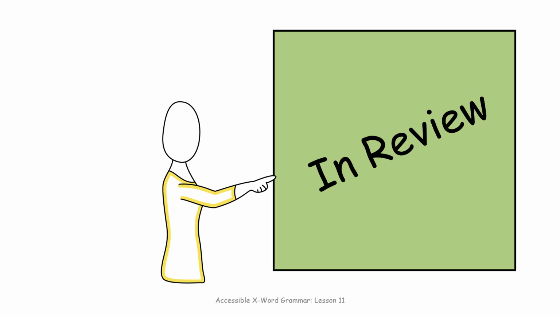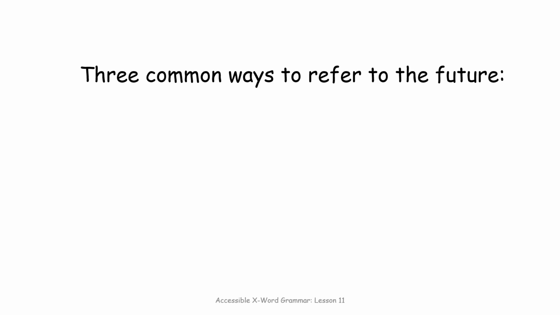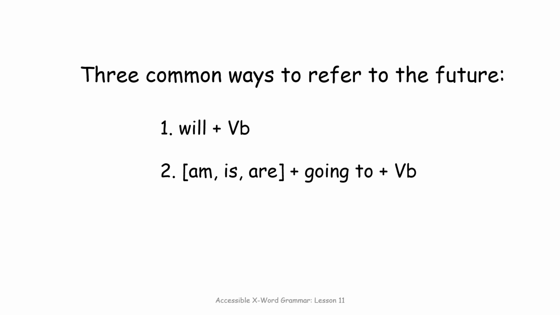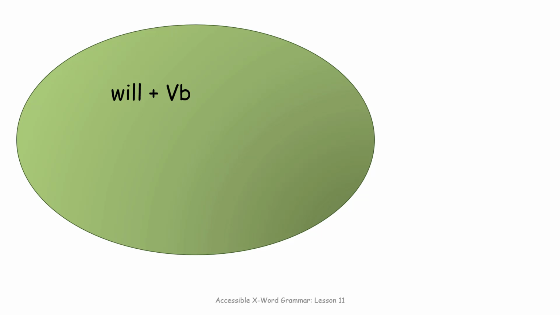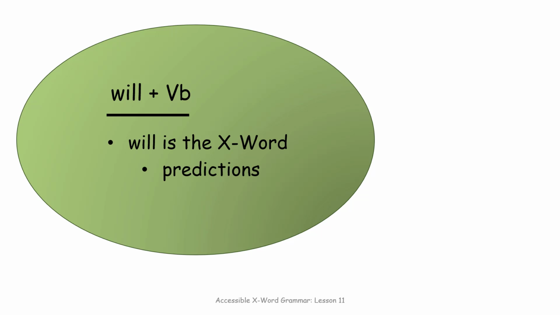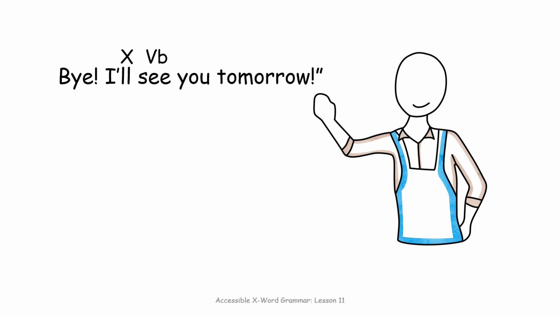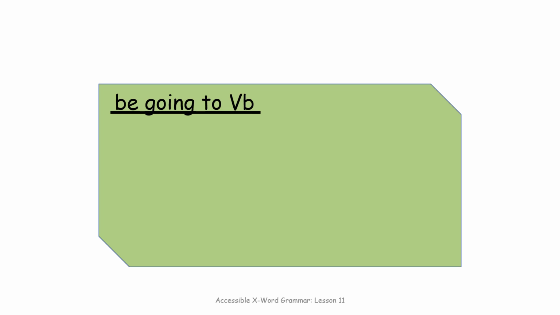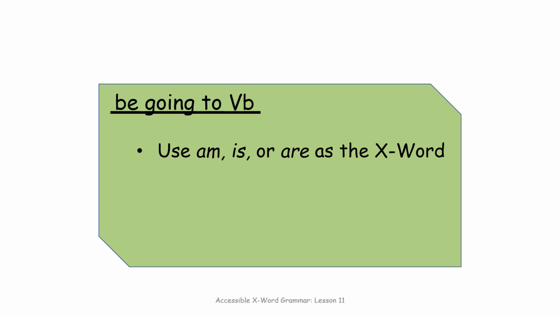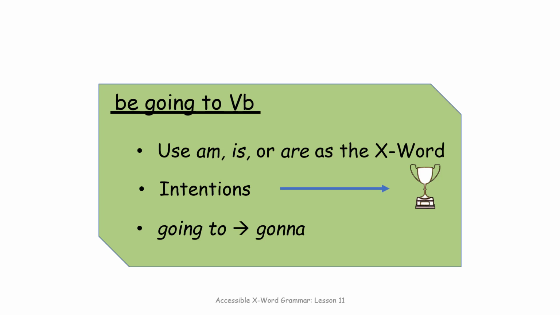In review, we looked at 3 common ways to refer to the future in English: will plus VB, be going to plus VB, and be plus VING. Will is often used when we are predicting what will happen in the future. For example, bye, I'll see you tomorrow. For be going to plus the base form, use am, is, or are as the X word. This form is used especially for things that you intend to do. It is very common to hear gonna replace going to, but it is still not acceptable in writing.